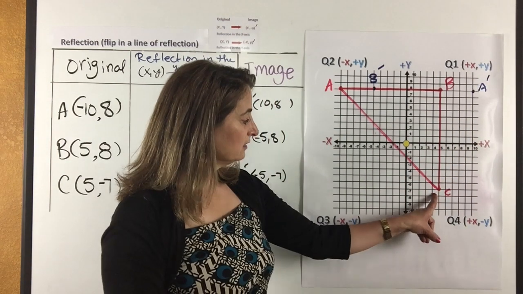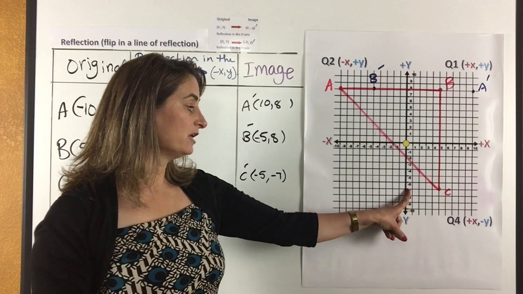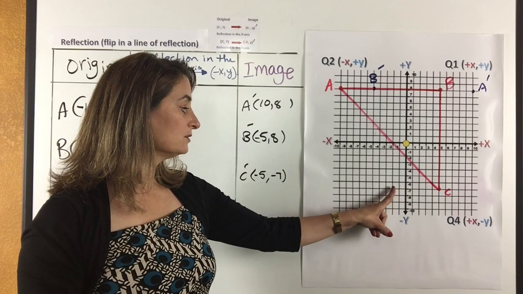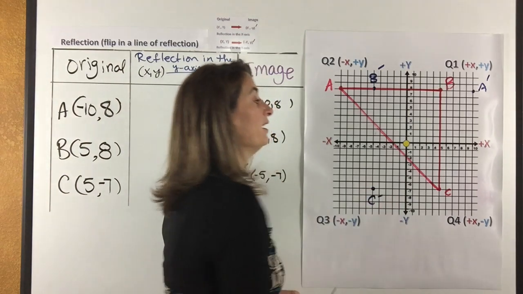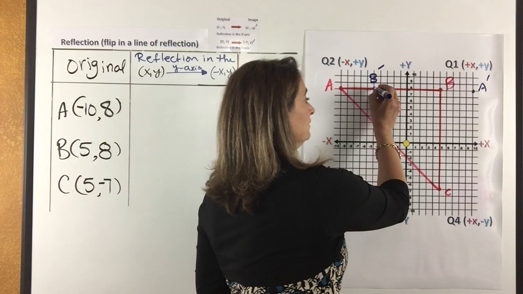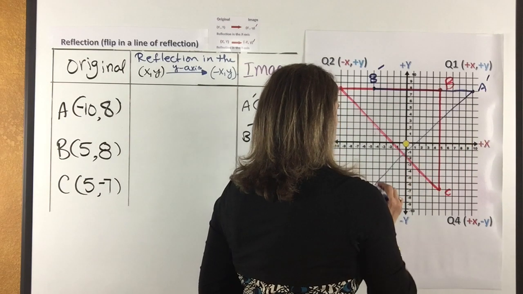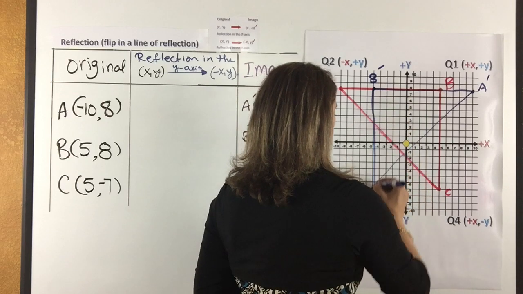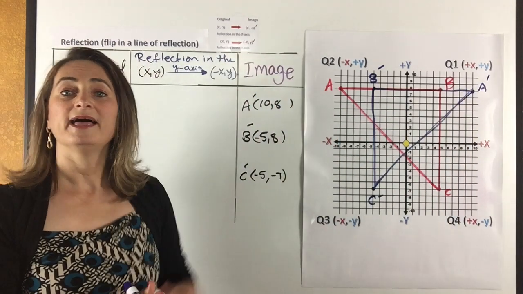Now C is 1, 2, 3, 4, 5 to the line of reflection. Now go away 5. 1, 2, 3, 4, 5, and you end up here, and that's your C prime. Now draw your triangle, and that's the image after the reflection. And that is your triangle after the reflection.